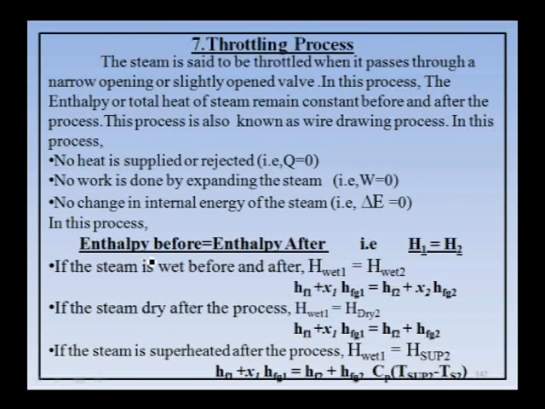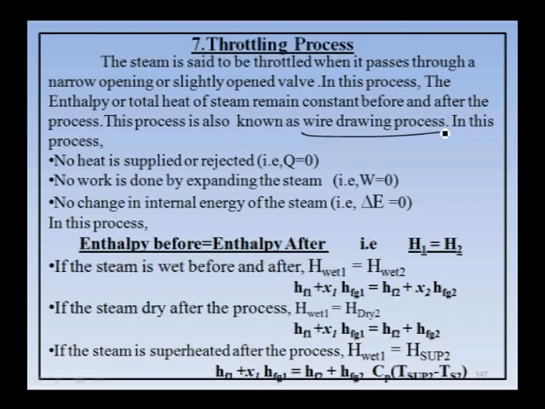So in a throttling process, what happens? In this process the enthalpy, also called total heat of steam, remains constant before and after the process. That means before the process, say enthalpy is 100 kilojoules per kg, it passes through a small opening. After throttling, the enthalpy remains the same; there also the total heat or enthalpy is 100 kilojoules per kg. So this process is also known as the wire drawing process. Why is it called wire drawing? If you pass steam through a small opening, the steam coming out is like a small wire, therefore it is called the wire drawing process.